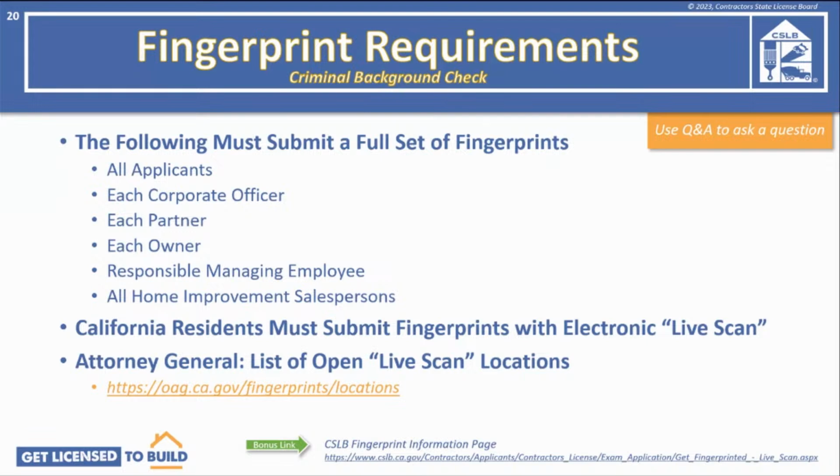You can get an updated list of live scan locations in California broken down by county on the Attorney General website. We have a link here, or you can simply go to the Attorney General's website and search for live scan. You will also see we have a bonus link at the bottom of the screen for the fingerprint information page on our CSLB website.